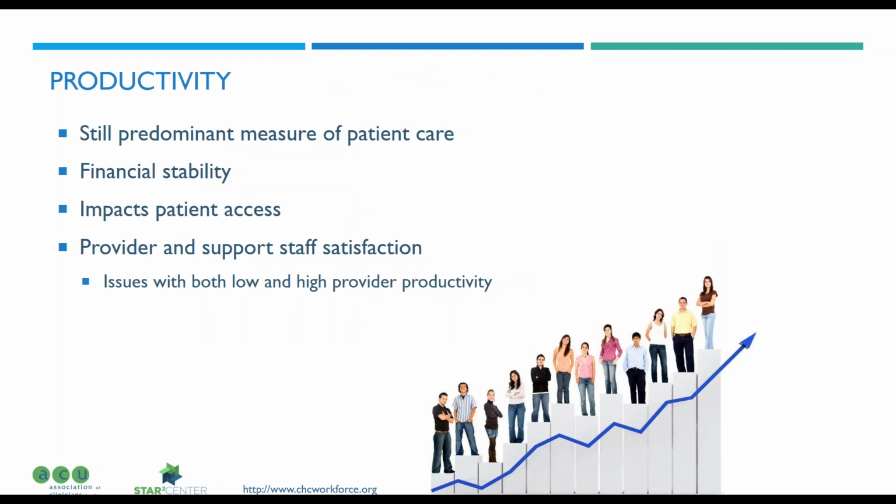So productivity, I know people are talking about payment methods changing. Productivity is less important because more care will be done in other ways or is being paid for in a different way. Even with that being the case, productivity is still the predominant measure of patient care. Most of your patients are being paid on some sort of fee-for-service basis. There may be some pay for performance. There may be all kinds of things coming, and we know there's a lot of stuff coming down the pipe that may change that.